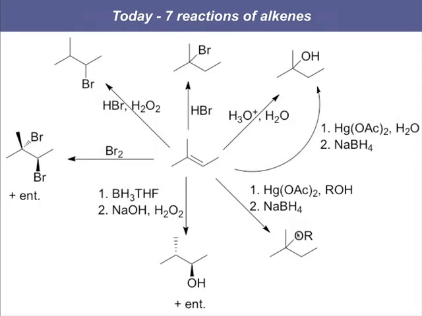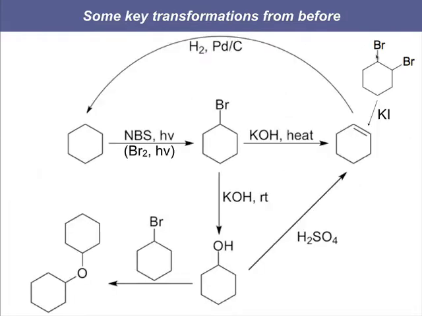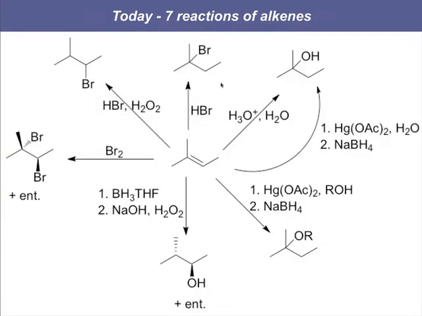We're going to add Br2 across the double bond. Notice that when we add Br2 across the double bond, we get the same starting material. We get vicinal dibromides, the same starting material that we had for the vicinal elimination. So more reactions that we can incorporate into our global reaction map. 7 today. We're going to learn 10 next time.